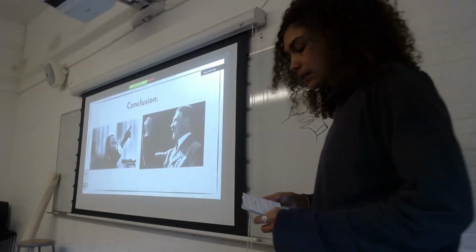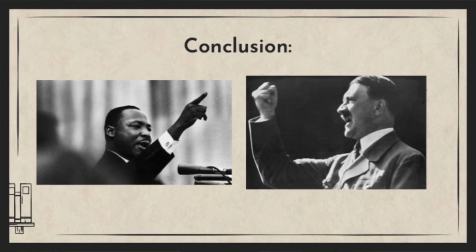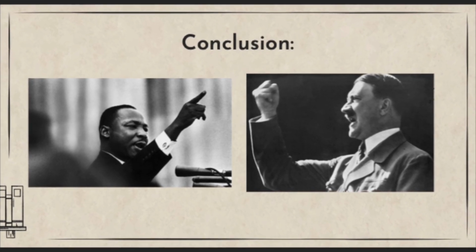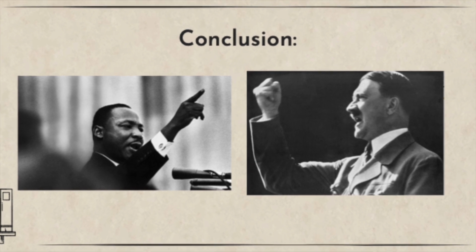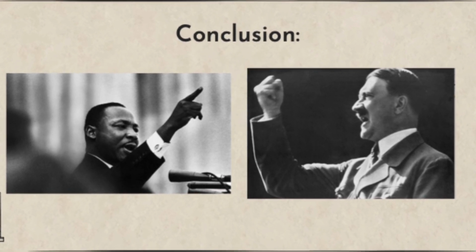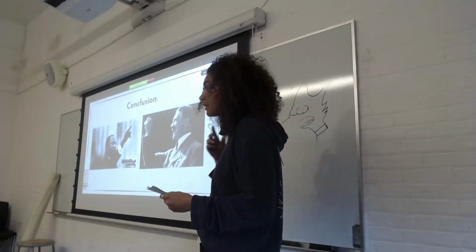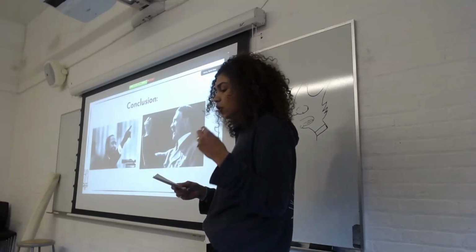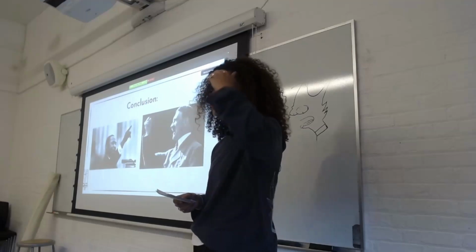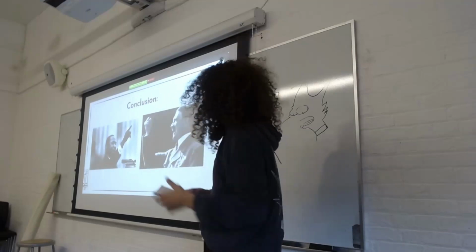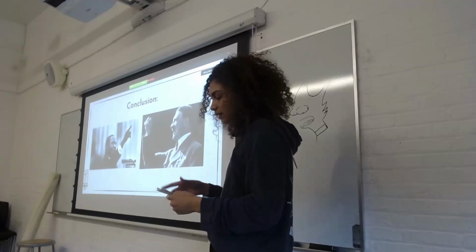And that brings me to the conclusion. So this presentation aimed at showing how the politicization of art holds a dual power. It can serve as a tool for oppression, as seen in Nazi Germany, but it can also be used as a catalyst for social progress and reform, exemplified by the civil rights movement.